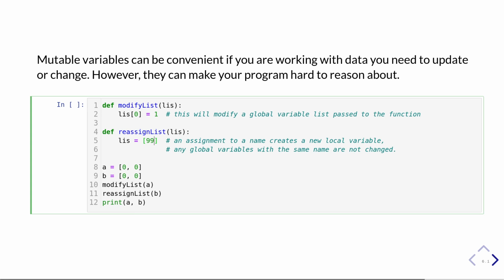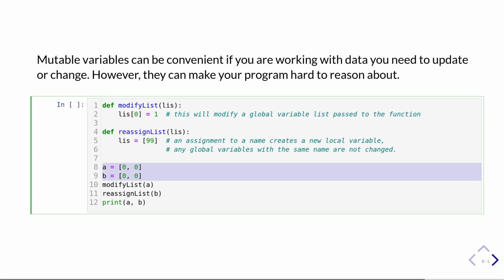So really, this function reassign list actually forgets about what its input is on line 5. It just creates a new local variable called list, which doesn't overwrite any global variables, and it does nothing with that global variable. So reassign list is actually a completely useless function. It does nothing. Let's see this in action, just so we're convinced that this really does work.